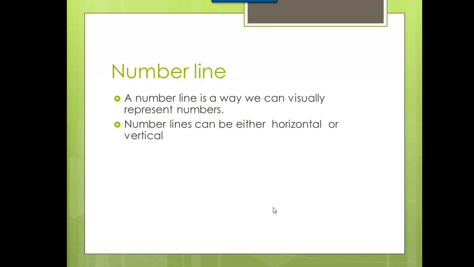Number lines can either be horizontal or vertical. How I remember which is horizontal and which is vertical is when I look at the word horizontal, it reminds me of the word horizon. It is where the sky and earth meet at the imaginary line, and it goes from left to right or right to left. And so vertical is just the horizontal line rotated 90 degrees, so it goes up and down.